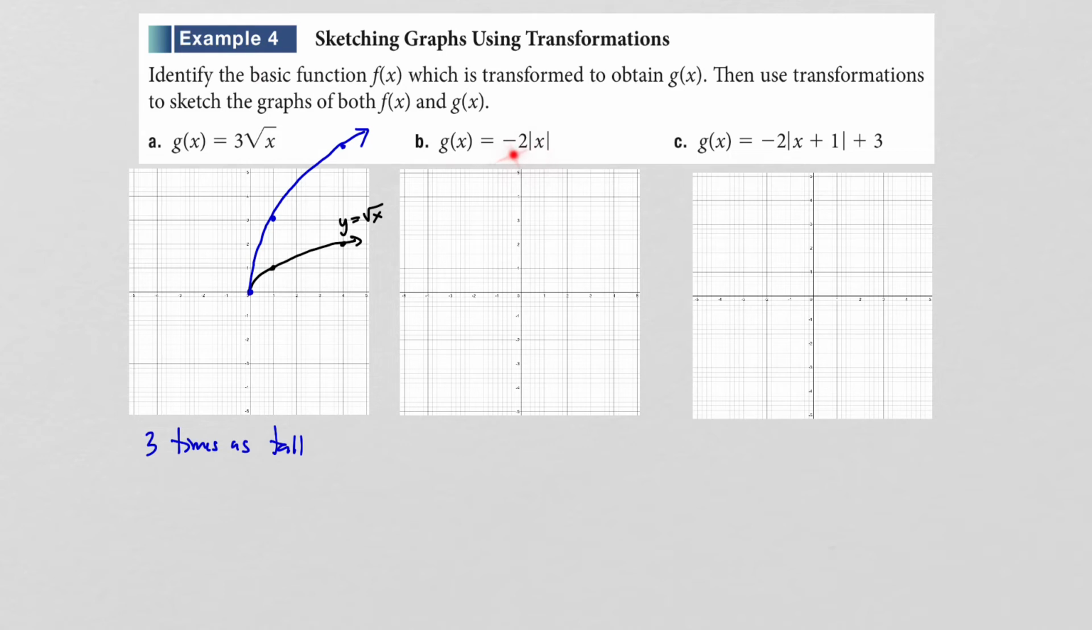Now let's look at the next one. We have negative 2 times the absolute value of x. So let's go ahead and bring in the absolute value graph. And now we just need to understand, what does multiplying the absolute value function by negative 2 do? Well, the 2 will once again make it twice as tall. So we know it's going to be twice as tall. But the negative also reflects it over the x-axis.